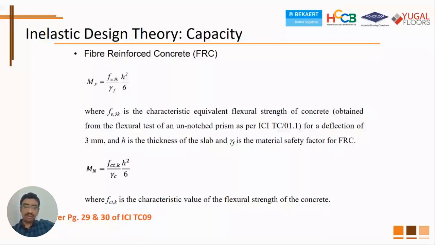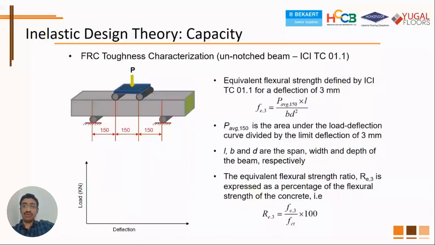Mind you, for the parameter Fe3K, there is another guideline, ICI TC01.1, which provides a basis to calculate the Fe3 value. So how do you do that? Basically, you simply have a 4-point test applied to a beam, IS 516, a typical standard beam, and you plot a load deflection graph.